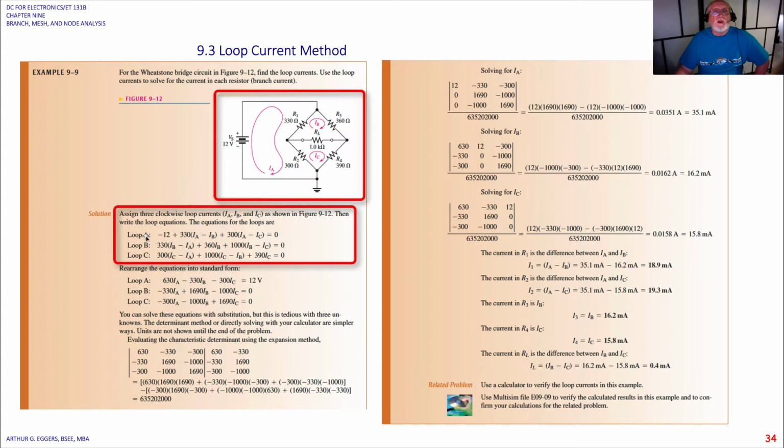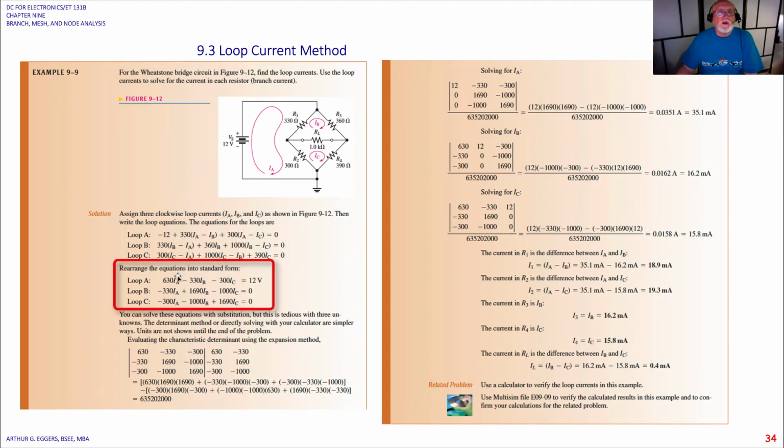So if we just go around the loop and pick the source, the first resistor, the second resistor, multiply it times the current I sub A, and subtract the current I sub B and I sub C. From that, we get loop A. Loop B, we do the same thing, but no source. Loop C, we do the same thing. Again, no source.